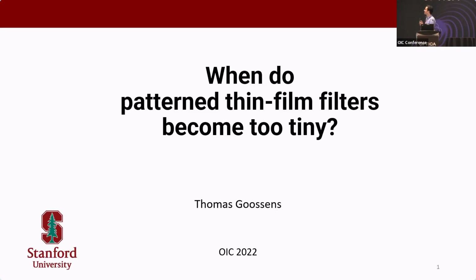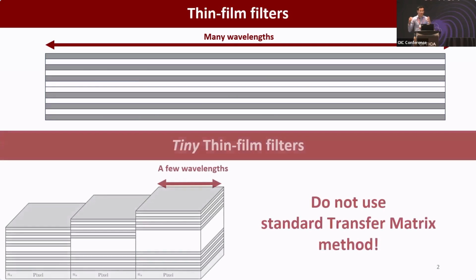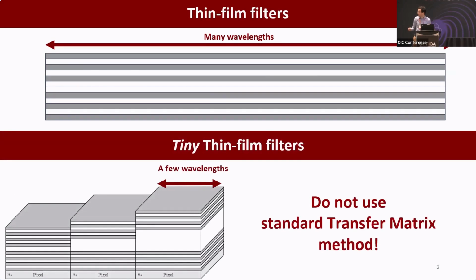Yes, all right. So this conference is an optical interference coating conference. Most of the time, we're talking about coatings across large areas, which are many wavelengths wide, where you use the transfer matrix methods for simulation. But when you have tiny thin film filters, when you pattern them, like in this picture, you cannot really use the transfer matrix method anymore because you're violating its assumptions.